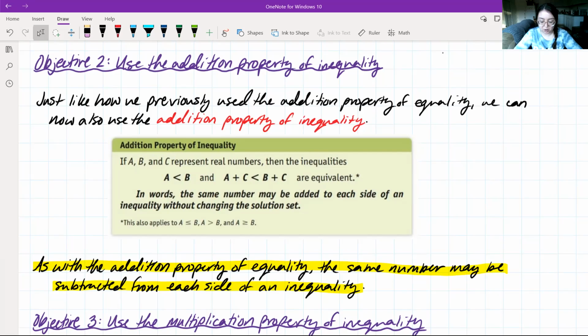Similarly, just as with the addition property of equality, the same number may be subtracted from each side of an inequality. So similarly to our addition property of equality, we can extend this to subtraction for our addition property of inequality. So we're just stating here that we can use the same property as we've been using before, just with different inequality signs.